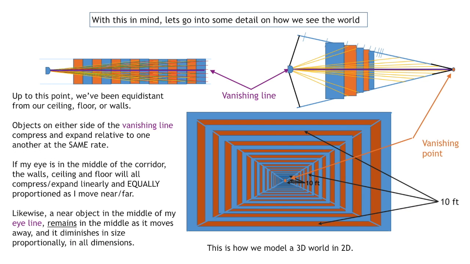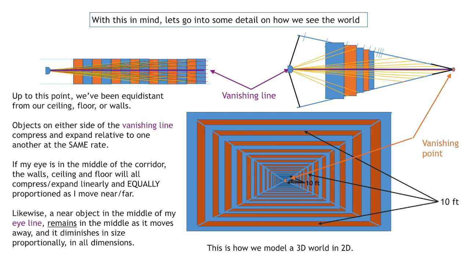So with this in mind, let's go into some detail on how we see the world again. We'll point to our perspective illustrations here. Up to this point, we've been equidistant from our ceiling, floor, or walls. We've been right in the middle. Objects on either side of the vanishing line compress and expand relative to one another at the same rate. So these 10-foot walls and ceilings all went towards our vanishing point at the same rate. If my eye is in the middle of the corridor, the walls, ceiling, and floor all compress and expand linearly and equally proportioned as I move near and far.